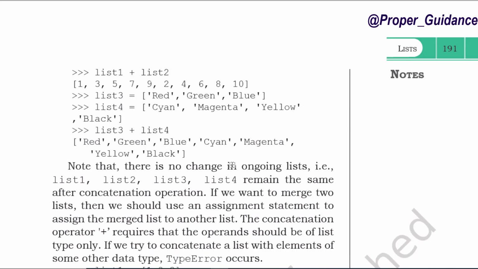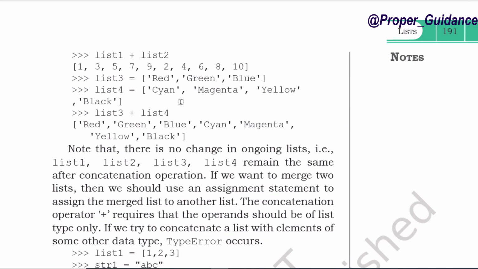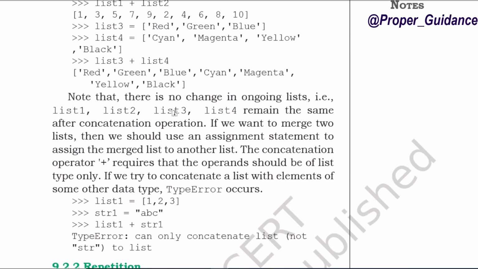Okay, same thing for string elements also. list3 equals red, green, blue, list4 equals cyan, magenta, yellow, black, and when we concatenate list3 plus list4, we will get all these colors in a single list. Note that there is no change in the original lists. Whatever I have said previously, list1, list2, list3, list4 remain the same after the concatenation operation.